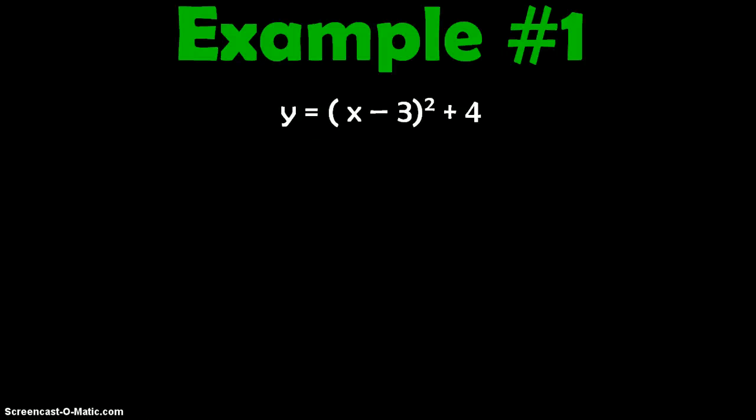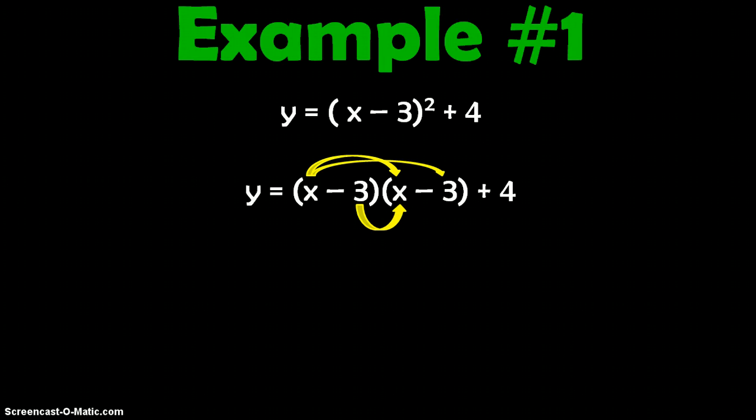Alright, so example number 1. y equals x minus 3 squared plus 4. So we have this x minus 3 squared, which we learned a couple weeks ago that when we're squaring something, we just multiply whatever's in the parentheses twice. So we're going to do y equals x minus 3 times x minus 3, because that's squaring something, and then the plus 4 goes at the end. So in order to do this, we're just going to distribute the x to the x, to the negative 3, the negative 3 to the x, and the negative 3 to the negative 3, which will give us x squared minus 3x plus 9, and then the plus 4 comes down.